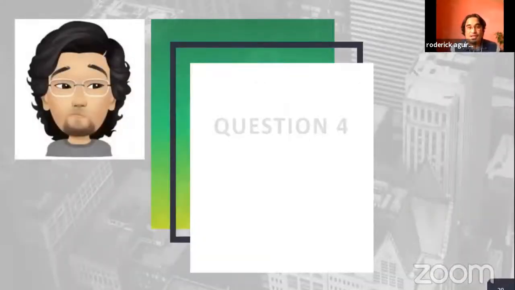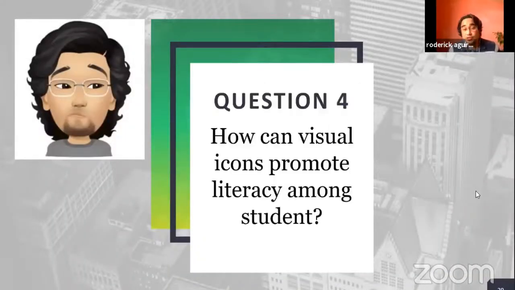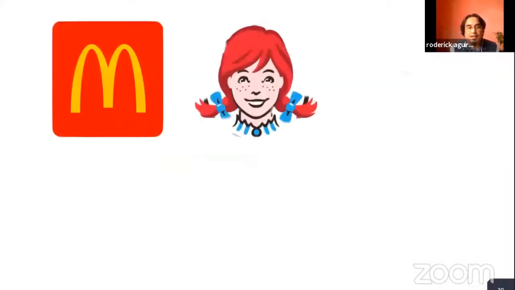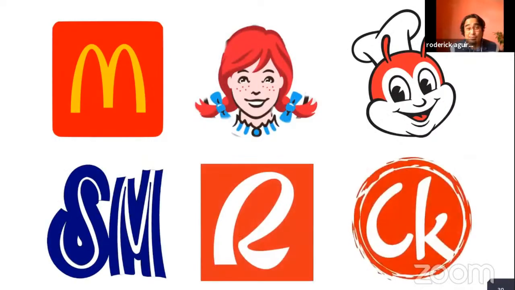Finally, the last question. How can visual icons promote literacy among our students? Okay? So just a quick answer to that. I did not catch up on my time. Let us use our example earlier. Okay? So we can teach our students creating sentences, or we can talk about this by grouping all of these icons and starting our students talking about this or creating sentences out of it, which promotes literacy. So iconic languages or iconic discussion.